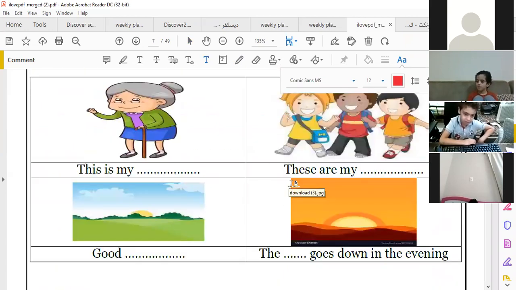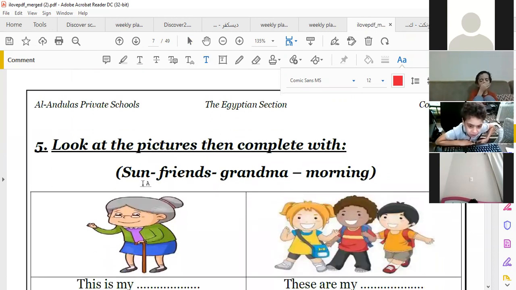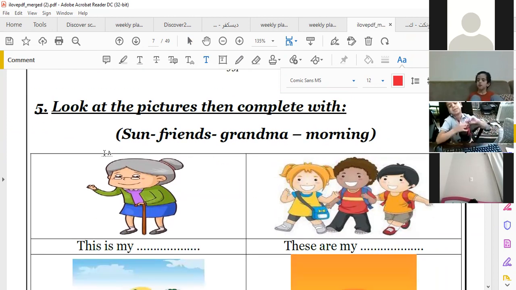Now, students, we go to page number 5. We have here son, friends, grandma, and morning. Number 1. Ali Mustafa. Yes, Mr. Picture number 1. This is mine. Choose the correct word, please. This is my grandma. Excellent.